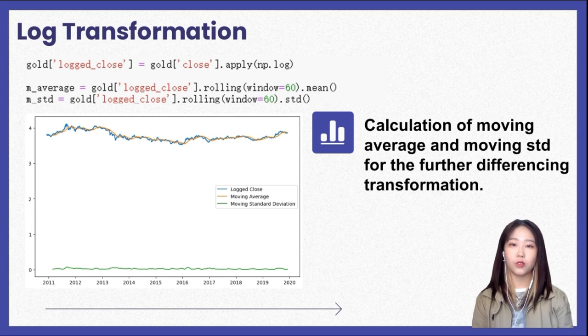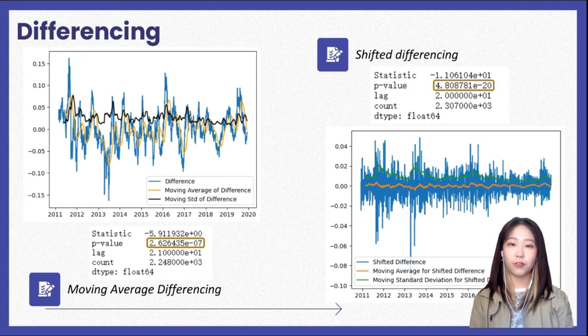Then we use log transformation methods to convert our data and make calculations of moving average and moving standard deviation for the further differencing transformation. That is the key process to reduce the fluctuation of our data and make it more regular. We have used 2 different differencing technologies to make the gold price more stationary. Well, it was good to see that all the p-values are lower than 0.05. So the model is stationary enough to do the following prediction.